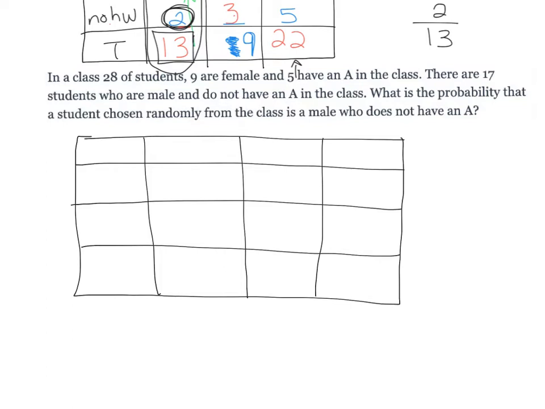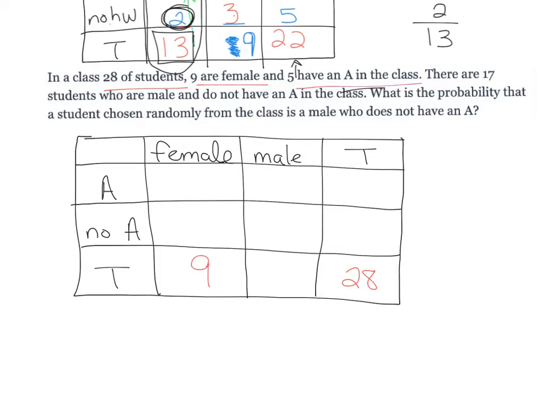So we have female and male as my one part. So female, male, and here are some totals. And then we have an A in the class as another thing, or does not have an A in the class. So this is A and no A. So the information we know: in a class of 28 students, 9 are female, 5 have an A in the class, and there are 17 students who are male and do not have an A in the class.